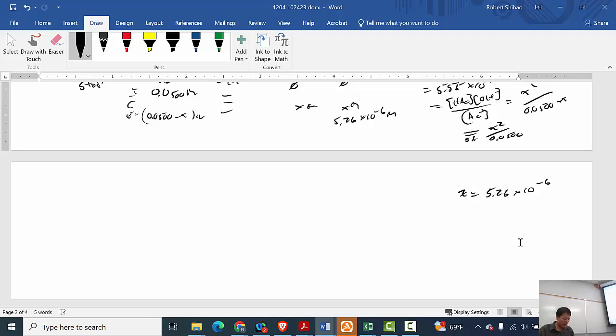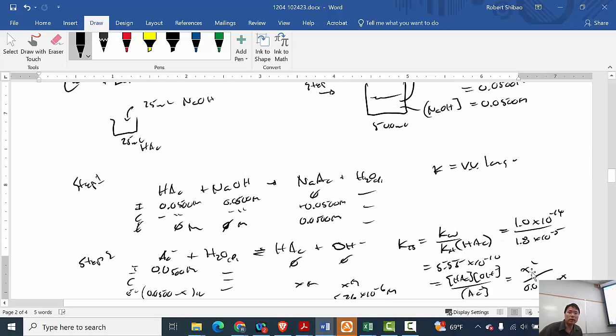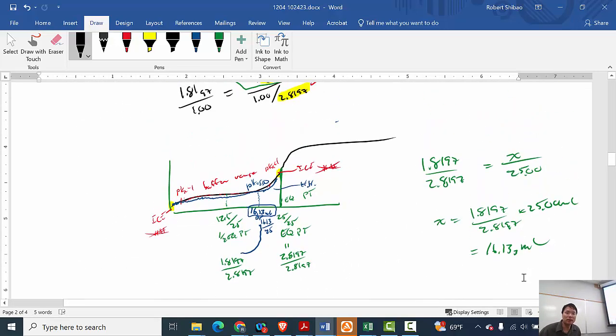I'm just going to take the log of my answer, and I get a pOH of 5.278. And then that gives us a pH of 14 minus that, which would be 8.721. And drop the 1, and that means that at the equivalence point here, the pH is 8.72.